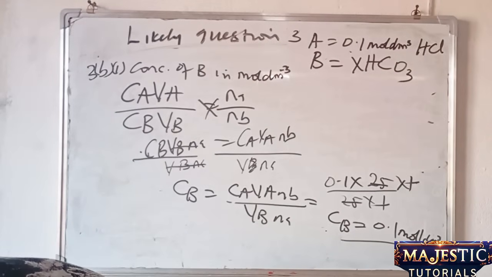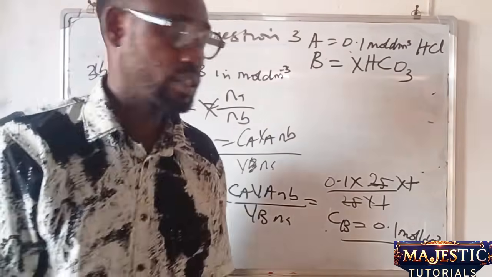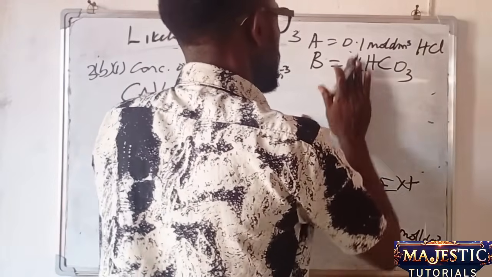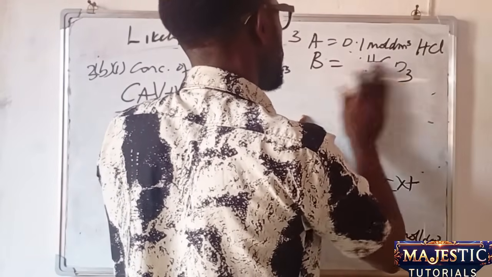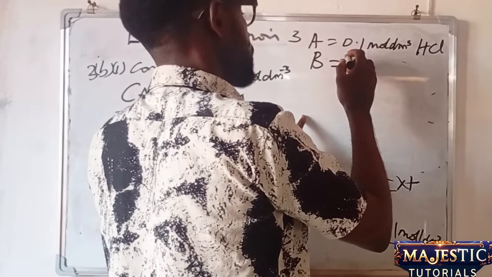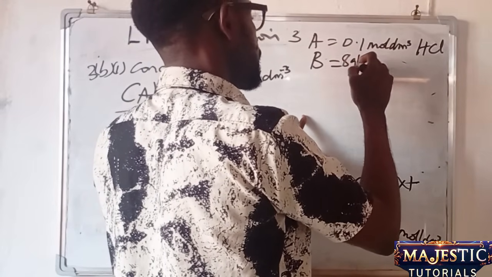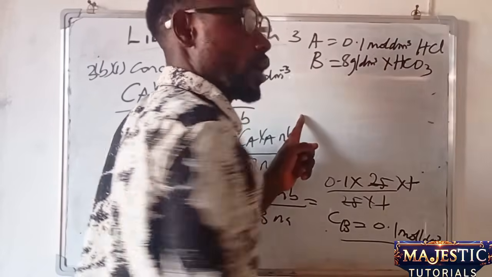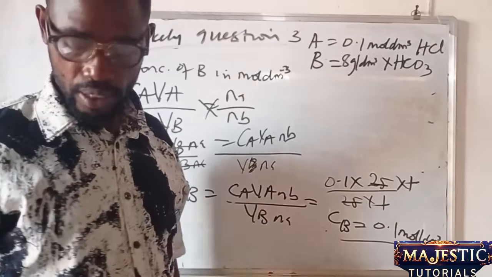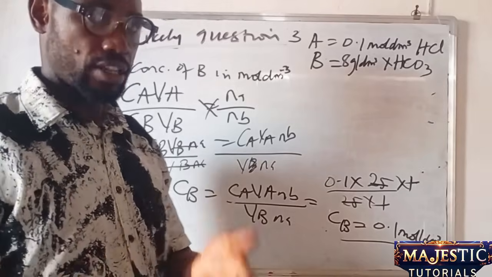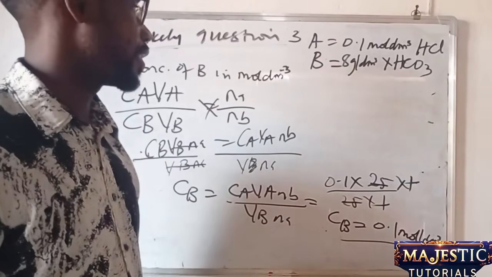We are going to say that B is the correct thing. Let's say that B is a solution containing 8 grams per dm cube XHCO3. I will modify that question just now that I saw it before solving. As you'll be watching, this is already modified. I will modify it before pasting it.